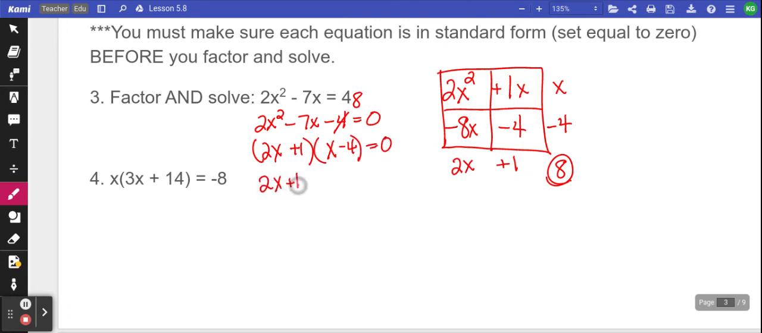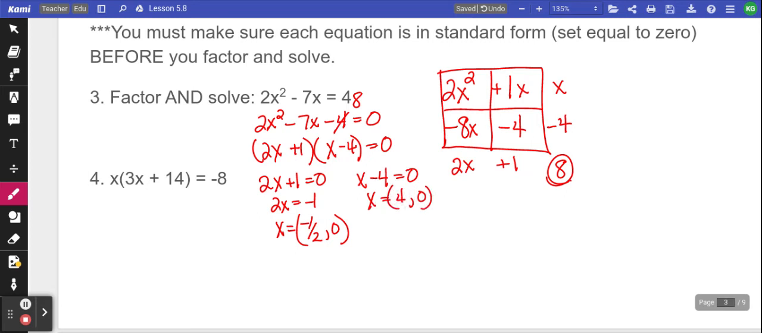Solving the 2x plus 1, first I would subtract 1 from both sides, then divide by 2. So it's negative half, comma, 0. And the other one I would add 4 to both sides. And so its intercept is at 4, comma, 0.